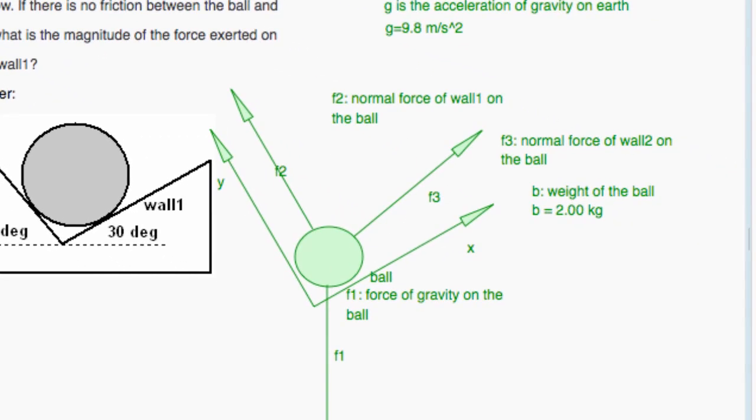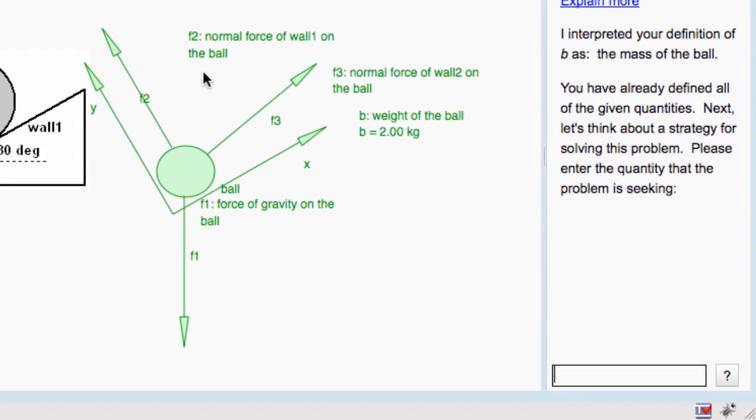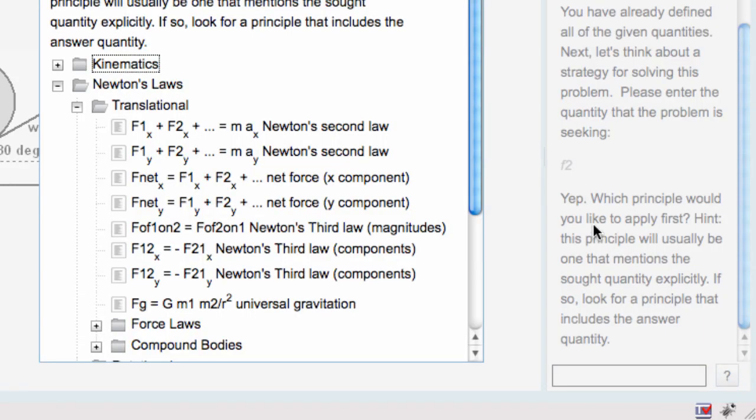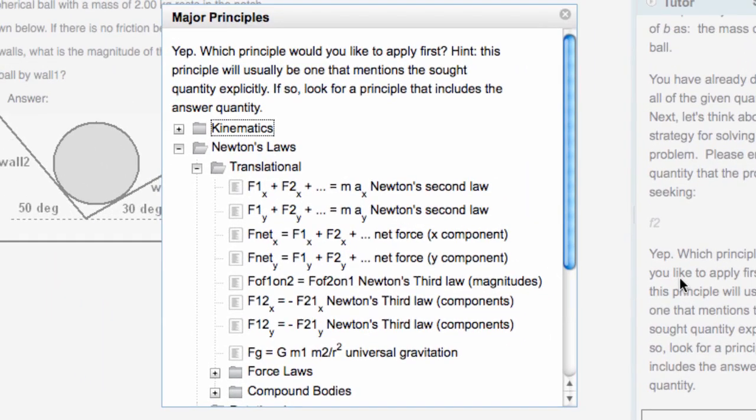And when I drew it, if you see over here, I defined F2 as the normal force of the wall on a ball. So wall 1, this is what we're looking for. So I'm going to put down here, I am looking for F2. And click there. It says, yep. Which principle would you like to apply first?